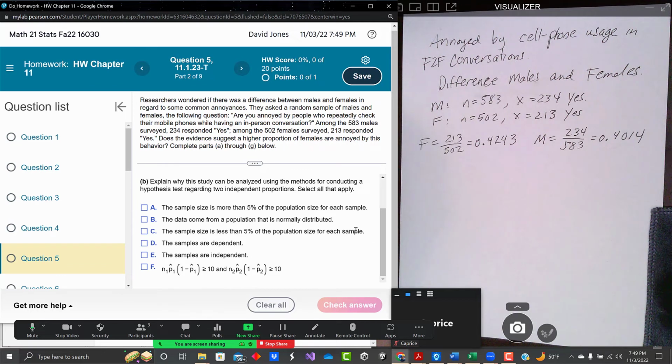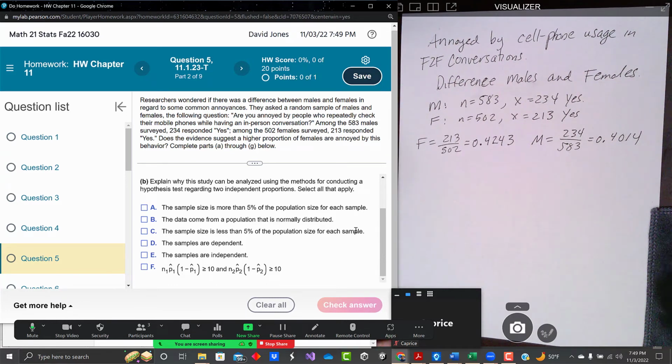Okay, so explain why this sample size can be analyzed using these methods. Oh, I didn't do this for the other ones because I saw n was really large for both of them. Here, we want to make sure that the samples are independent. The sample size is less than 5% of the population size for each sample. I will assume that 502 and 583 are less than 5% of all students in the country. Seems reasonable. And we need this to hold true. So we should probably check it.